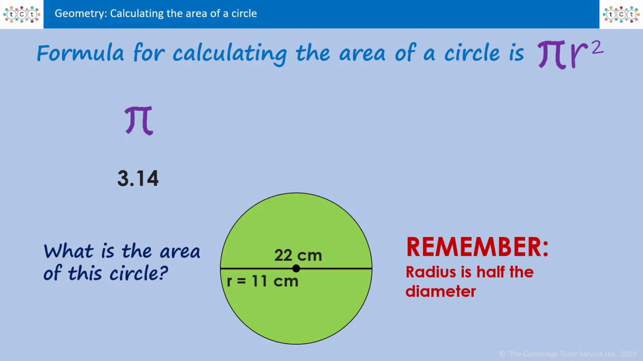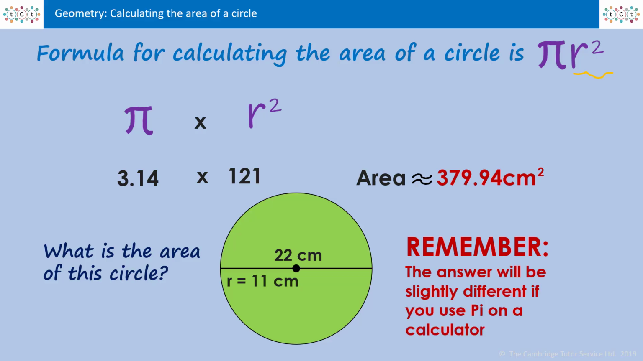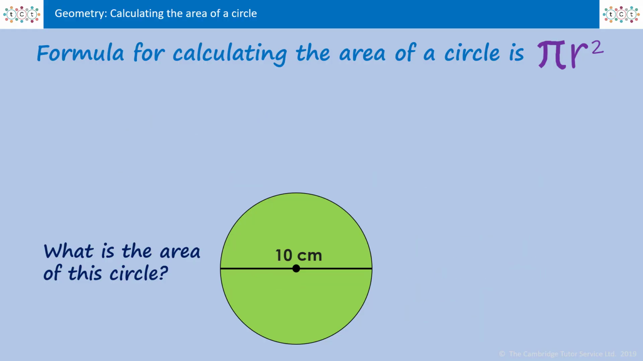Pi, which is 3.14, remembering BIDMAS and squaring the radius first, 11 squared is 121. So it's 3.14 times by 121 to give us the area of the circle. And that's 379.94 centimetres squared. And remember, if you did this on a scientific calculator, it would be different. And the bigger the area we're working with, the bigger the difference you'll see between 3.14 and the value of pi on a calculator.